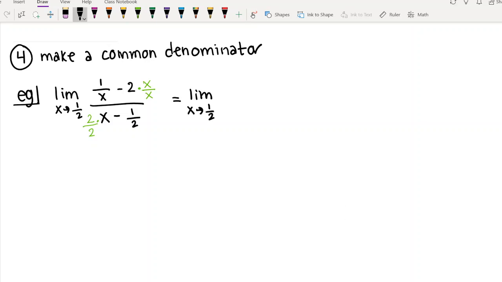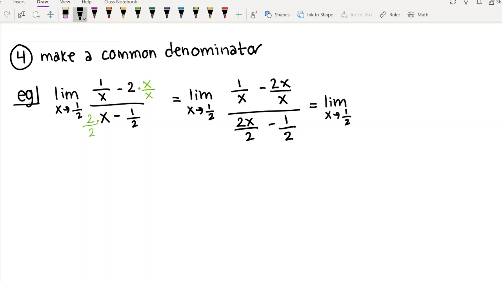Okay, so our new numerator is going to be 1 over x minus 2x over x. And then here we're going to have 2x over 2 minus 1/2. So we made a common denominator so that we could actually combine what's going on here. So let's do that. In the numerator, we now have 1 minus 2x divided by x. And in the denominator, we have 2x minus 1 over 2.